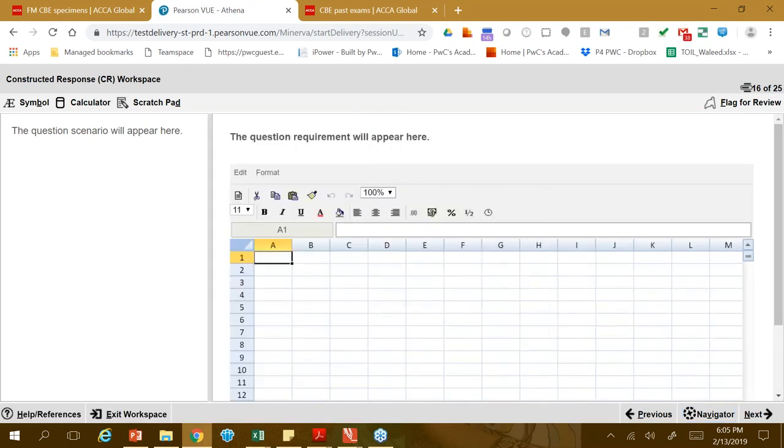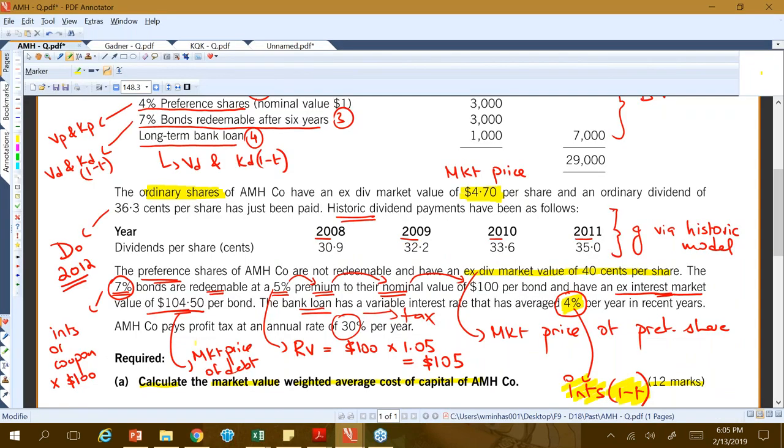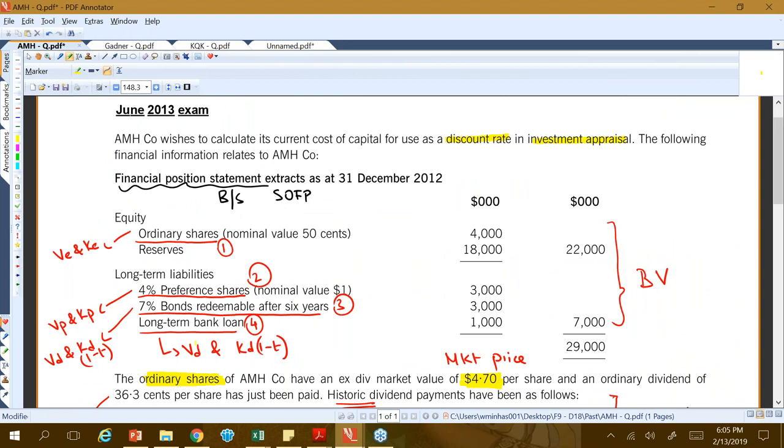So what I need first from this question here is I need to sort out the values part. I need to get rid of my values calculations, which are easier. So the first thing is we need to look at ways in which we can compute the VE, the VP, the VD of the bonds, and the VD of the bank loan. So I'll take you back to this PDF which I created.